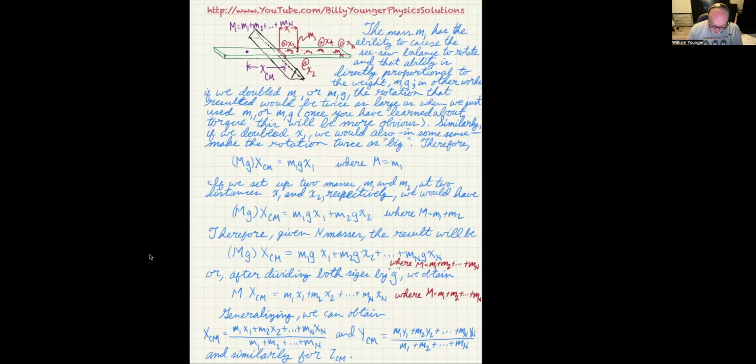Generalizing, we can increase this to include not only the x, but also the y direction and the z direction, and we can solve for x_cm. And this time we're going to actually use the fact that M is equal to m1 plus m2 plus m_n. So we divide both sides by big M, which is m1 plus m2 plus m3, and so on. And we get x_cm is equal to m1x1 plus m2x2 plus dot dot dot up to m_n x_n, all divided by the total mass m1 plus m2 plus m3 plus dot dot dot m_n. Similarly, y center of mass will be defined the same way, and z center of mass will be the same way.